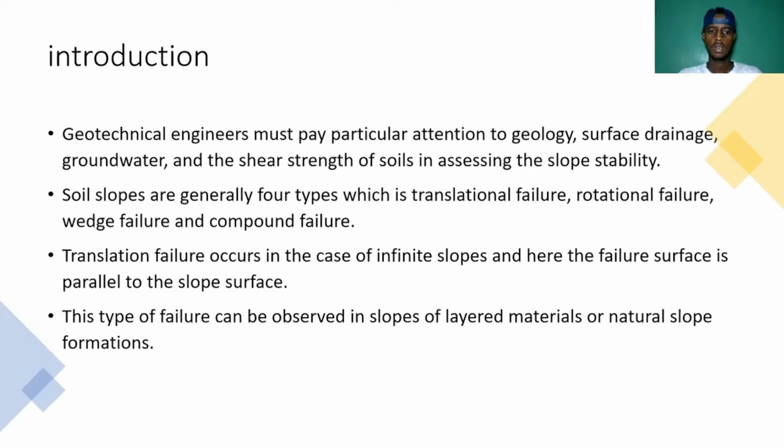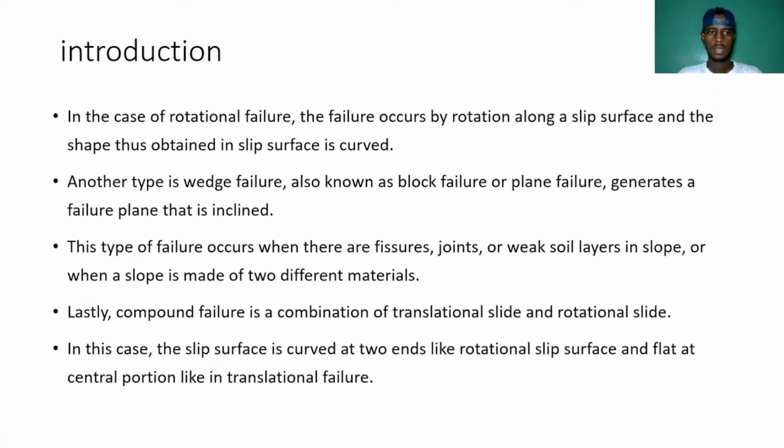Translational failure occurs in the case of an infinite slope, and here the failure surface is parallel to the slope surface. This type of failure can be observed in slopes of layered material or natural slope formations. In the case of rotational failure, the failure occurs by rotation along the slip surface, and the shape obtained in the slip surface is a curve.